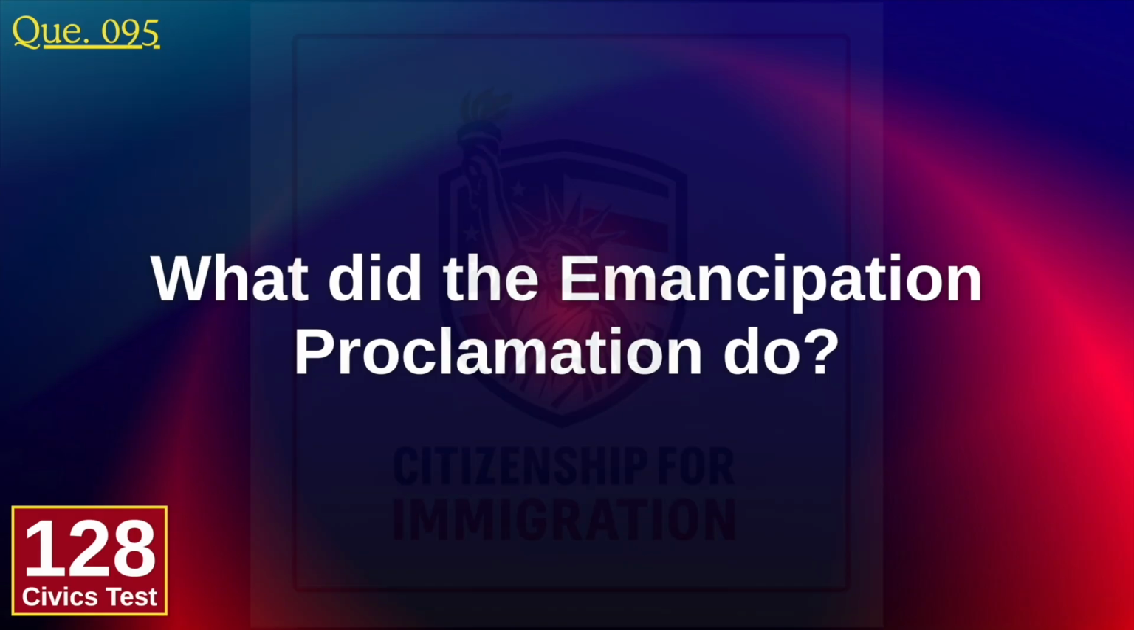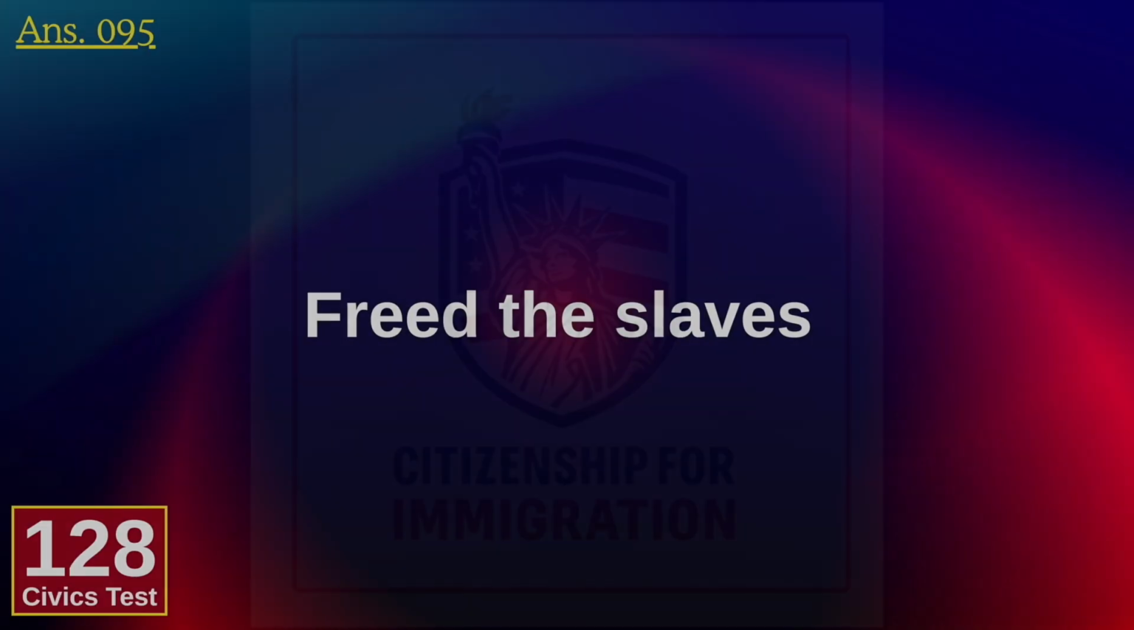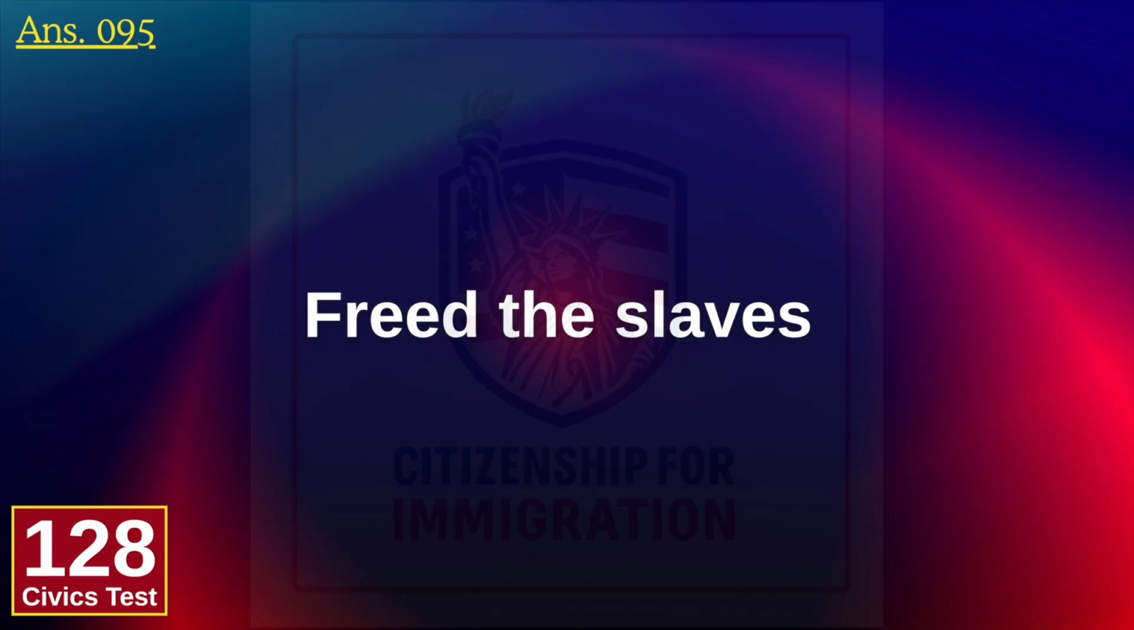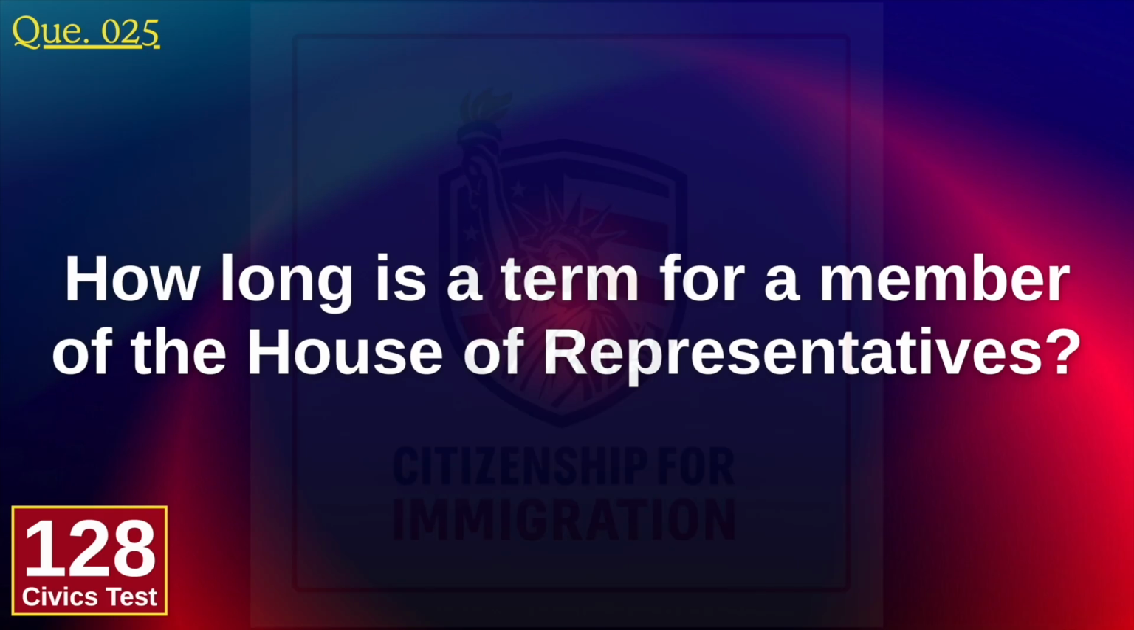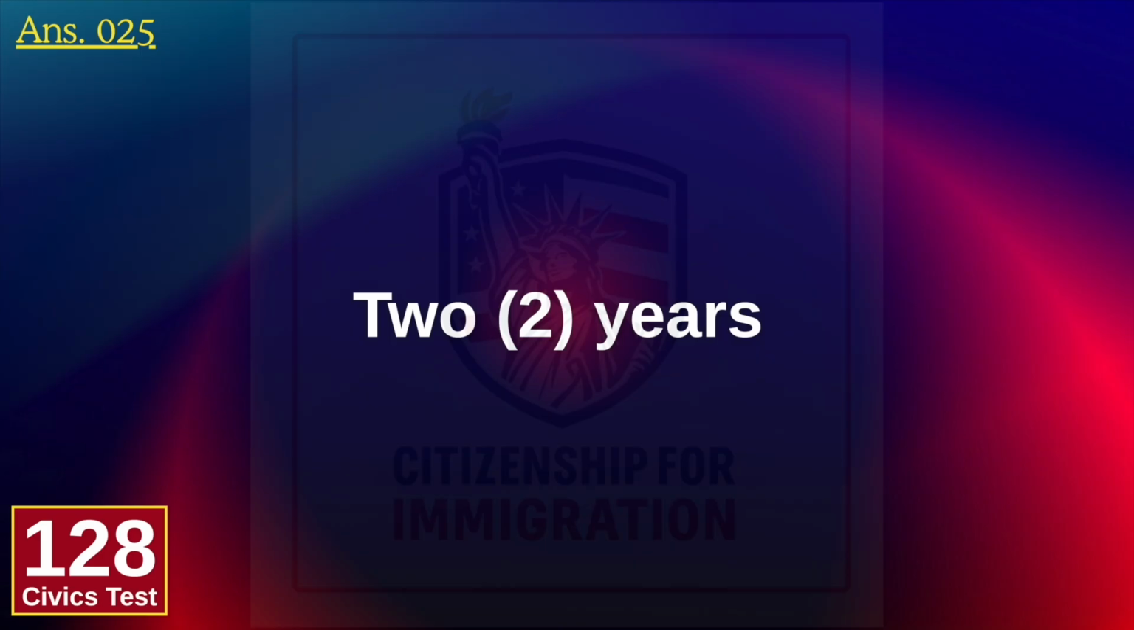What did the Emancipation Proclamation do? Freed the slaves. How long is a term for a member of the House of Representatives? 2 years.